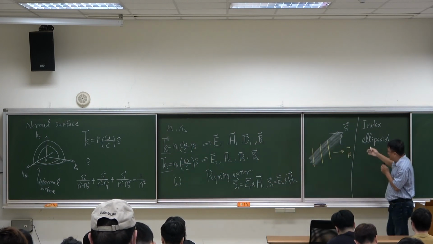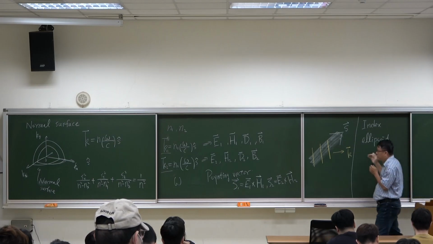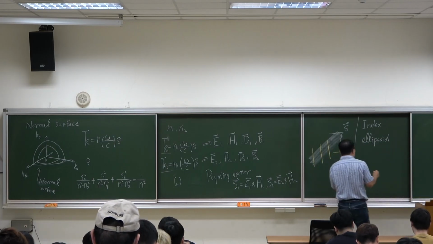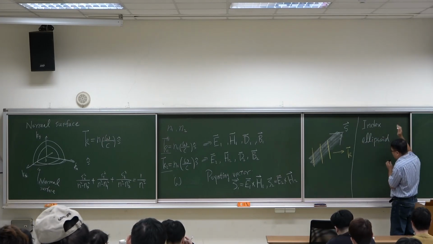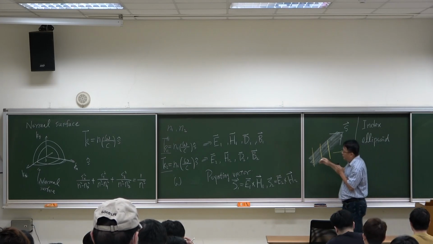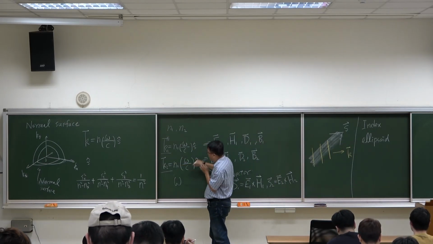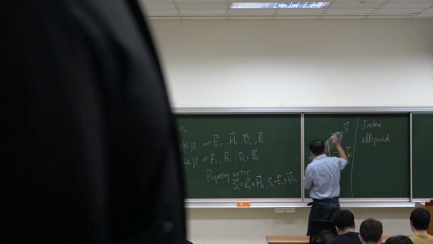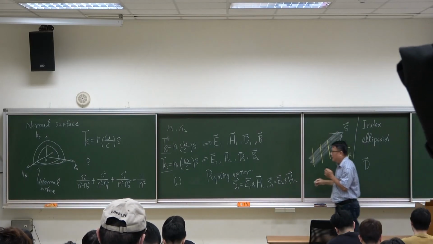But now we can use another way to find the eigenpolarization of the mode. This new surface is called the index ellipsoid. The normal surface describes the collection of K points, but the index ellipsoid describes the D vector itself. Let me show you how to derive the so-called index ellipsoid.